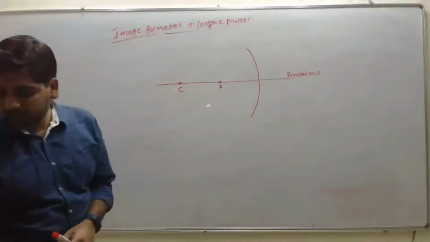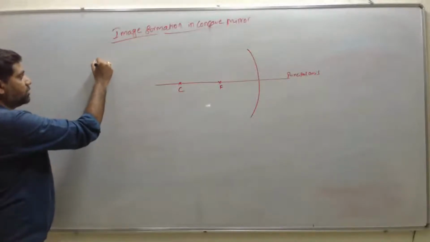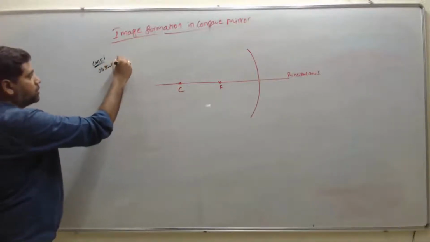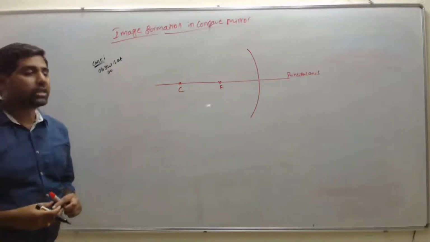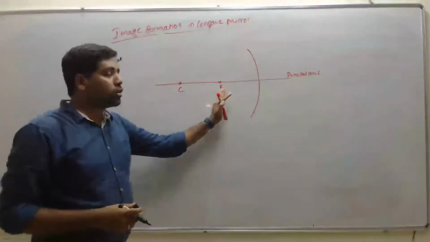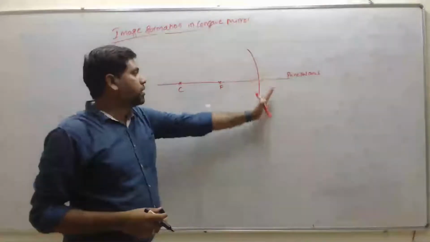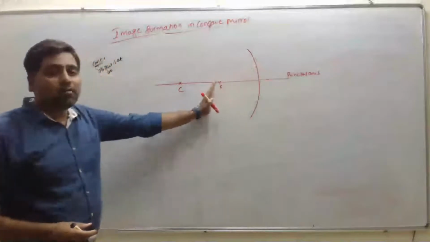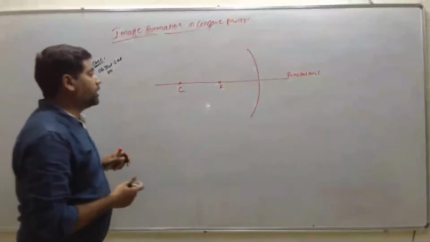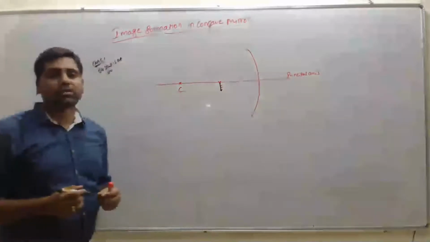So here in the first case, case 1, when the object is at infinity, the image is always formed at the focus, because the rays coming from infinite distance, after falling onto the concave mirror, converge at a point, and that point is the focus point. So if the object is at infinity, then we get the image at the focus, right?